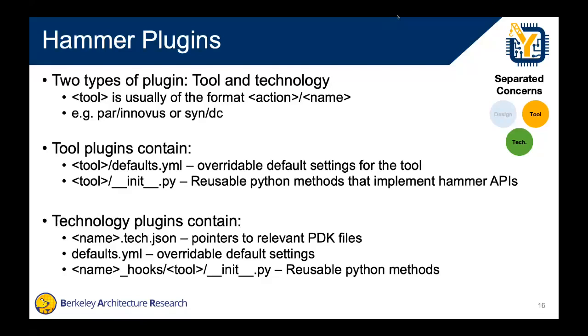Then technology plugins, on the other hand, also contain a defaults.yml, which has a similar set of APIs for technology overriding. Also, this JSON file, which points to your PDK files and other things. And then we have these reusable Python methods that inject technology-specific stuff. Here you can see it's a little more complicated because we need to not only name the technology, but the tool that this reusable Python stuff applies to, because there's not really a way to separate these entirely.